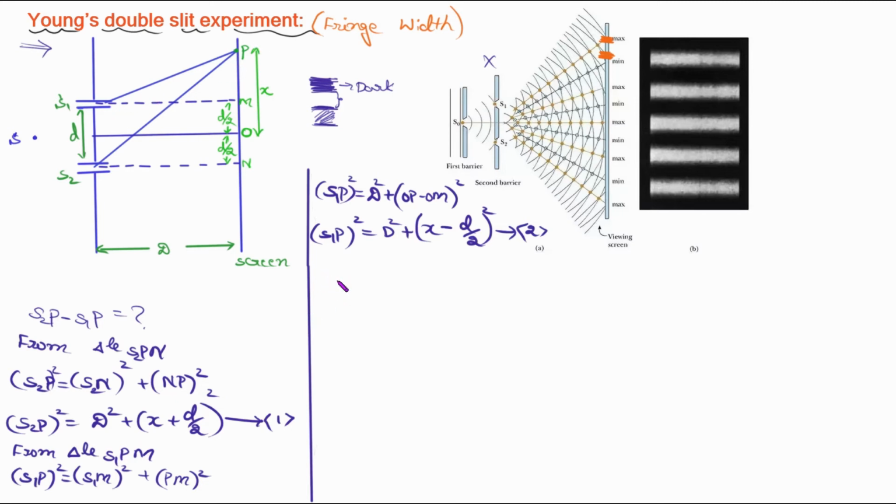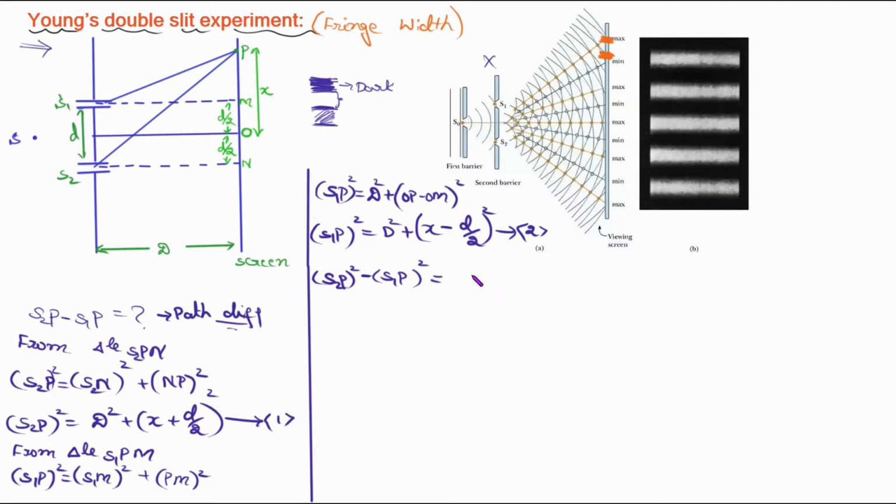Now S2P minus S1P is what we needed, because this is the path difference. Alright, we needed to calculate the path difference. So substitute. S2P whole square minus S1P whole square is equal to... what we need is S2P minus S1P, but we have the squares. Let's solve it mathematically further.